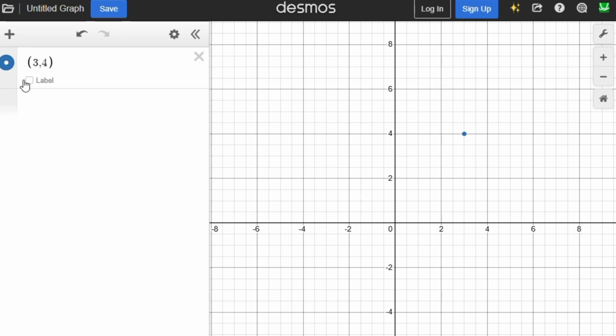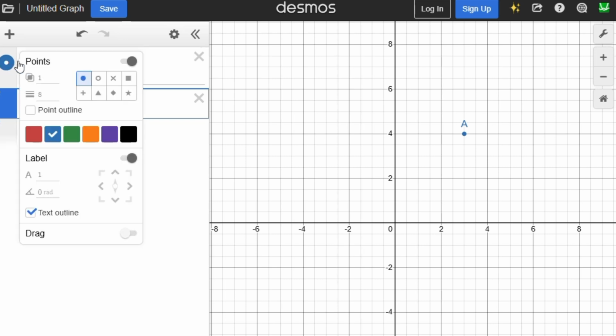Now I can label it however I want. Let's say I want to call it A. And as you can see, it appears. And in case you want to change this color, you can just press this and hold it until this icon appears, and you can actually play with the colors and so on.